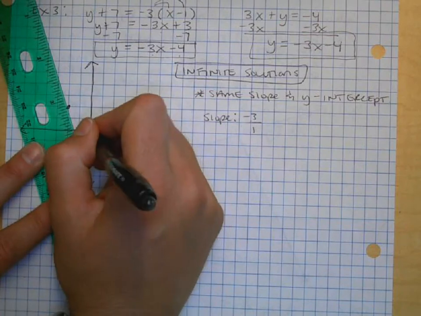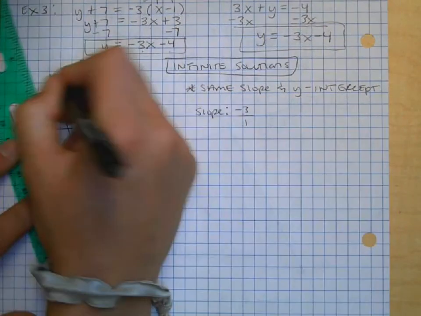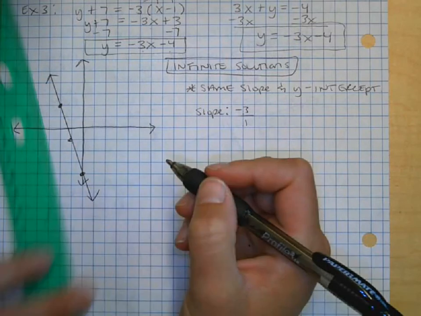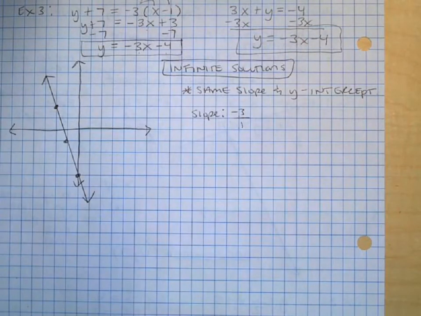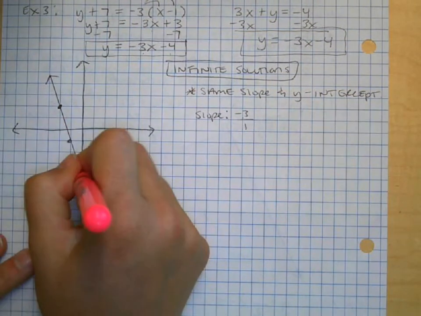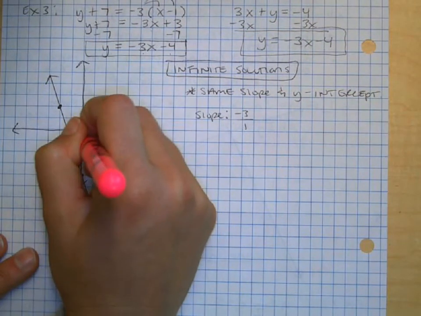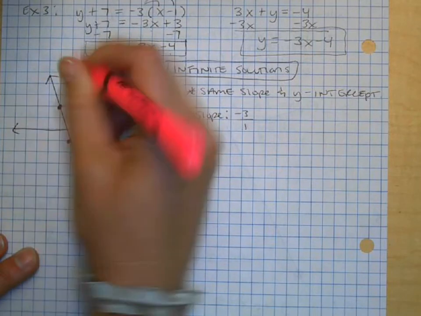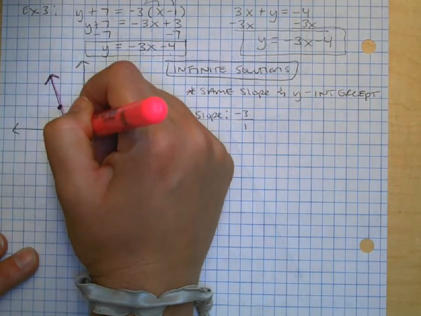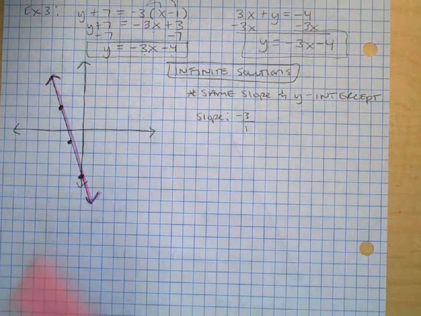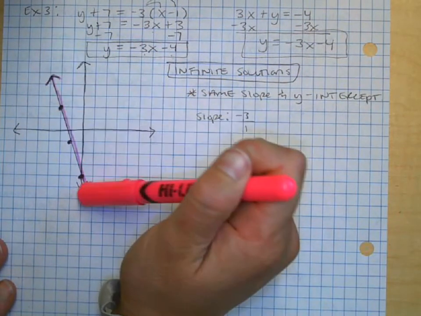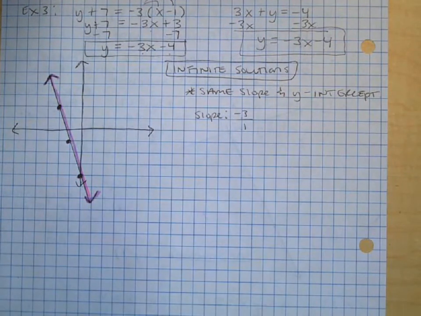So now I'm going to go ahead and connect my dots, and we would see that if I were to graph this same one, I would still get the same thing. So I'd have my negative 4, and then I would go up 1, 2, 3 over 1, up 1, 2, 3 over 1, and I end up getting the same exact line. So that's why this is infinite solutions, because all of these points lie on the same line. So that's our infinite solutions.